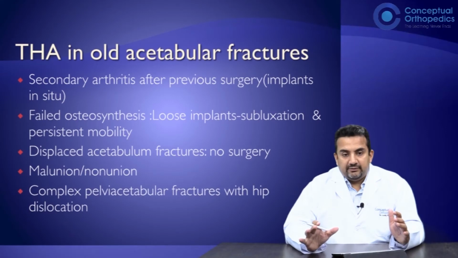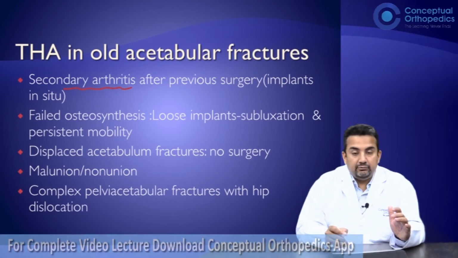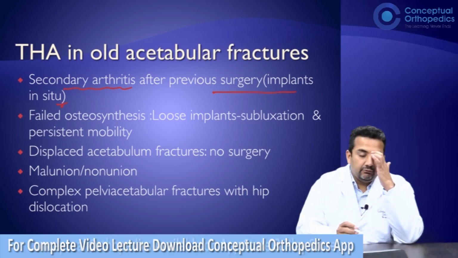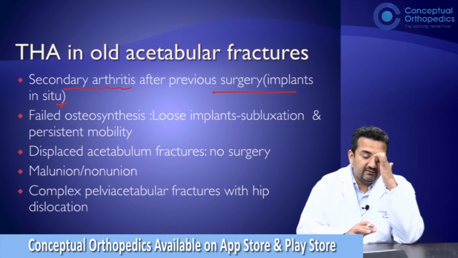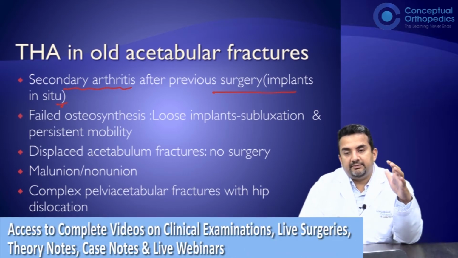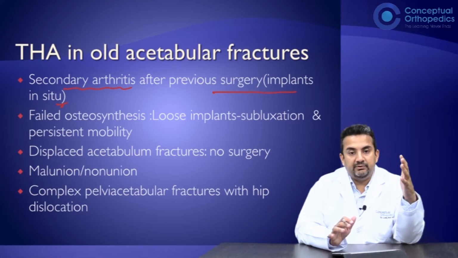Now, old acetabular fractures usually all develop secondary arthritis, and sometimes, due to previous surgeries, you might have implants in situ. Whether they are fresh fractures or old fractures, the basic concept remains the same. You have to restore the anatomy back. You have to bring the center of rotation to its normal. You have to get a good bone stock. You have to get a stable fixation and then do a total hip replacement.